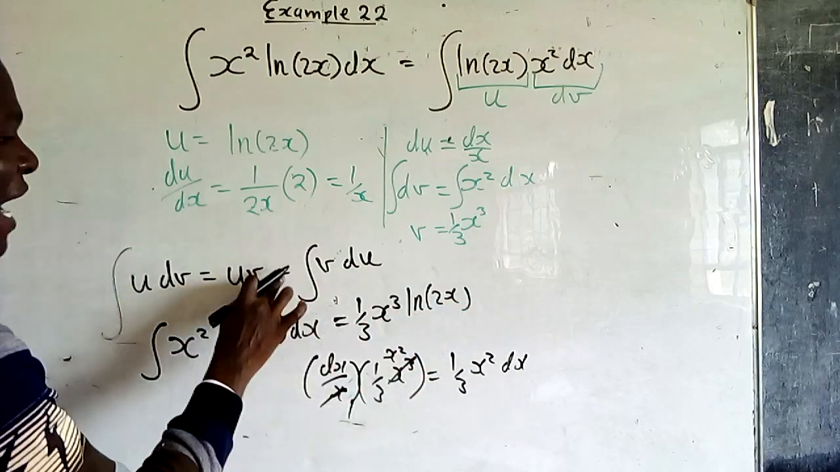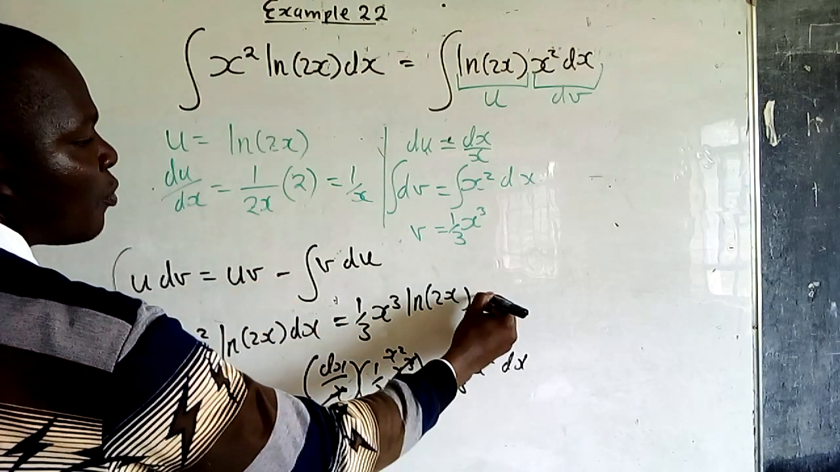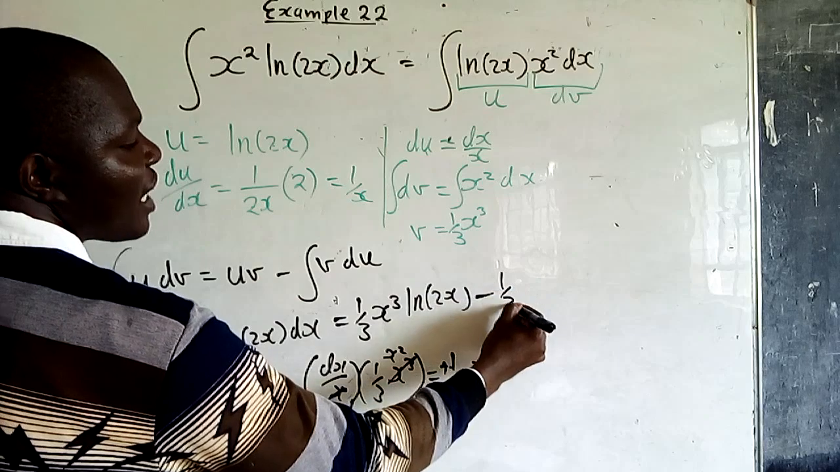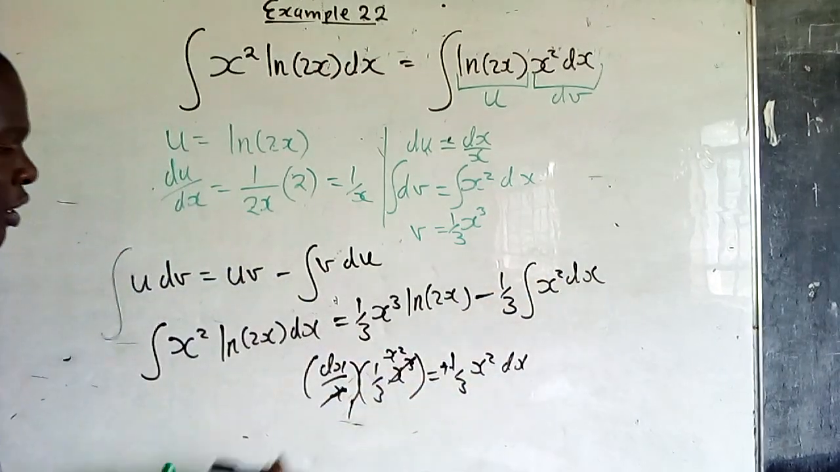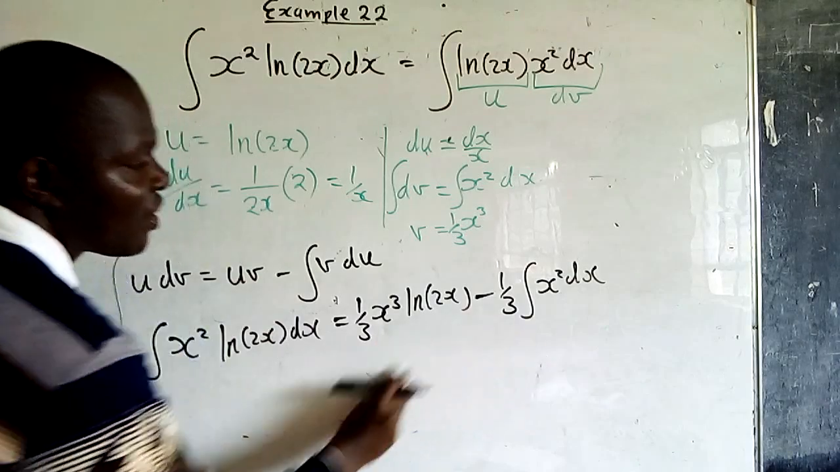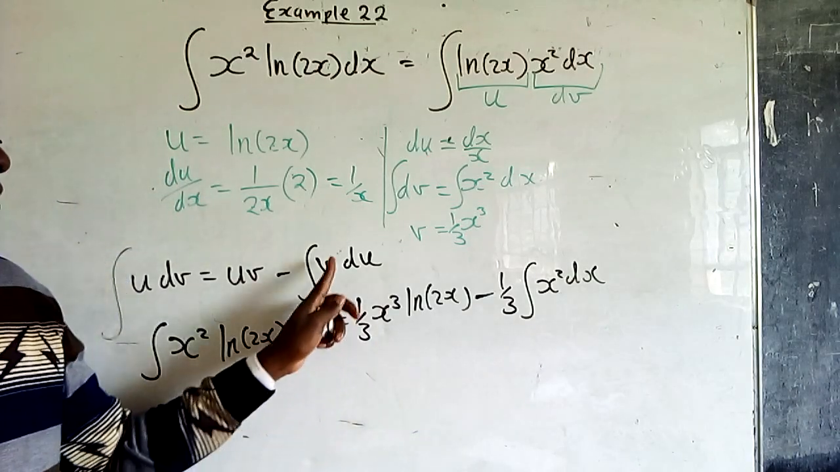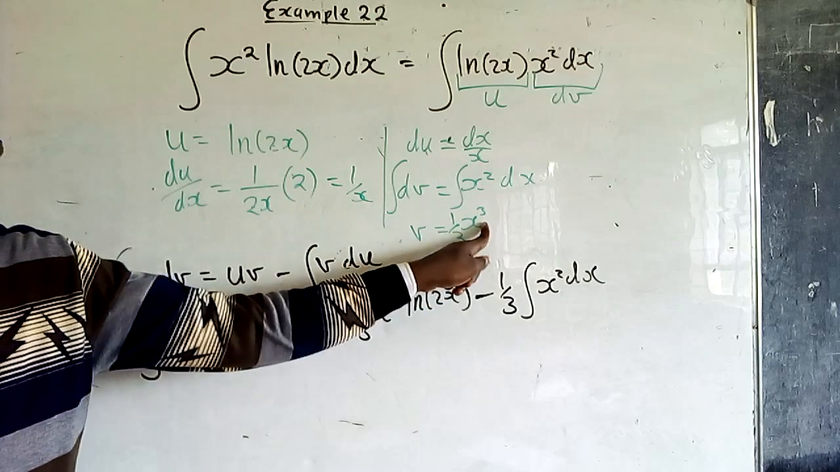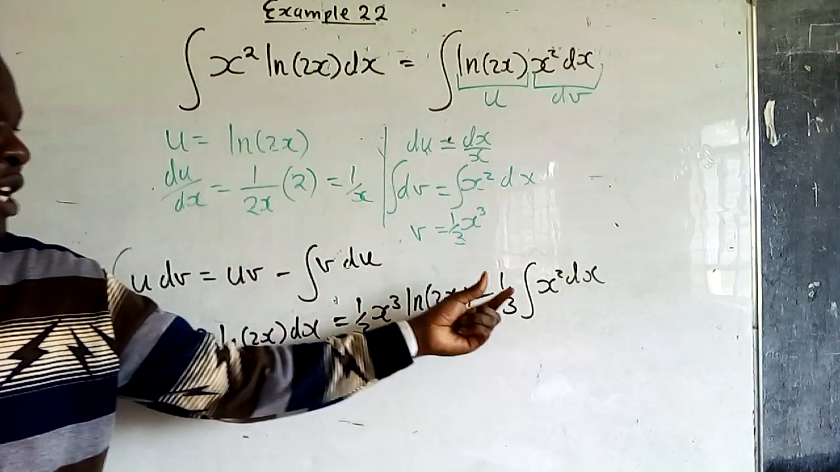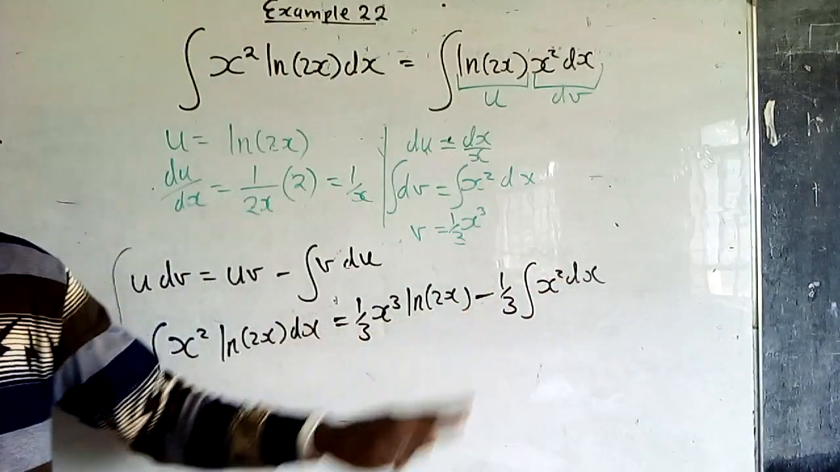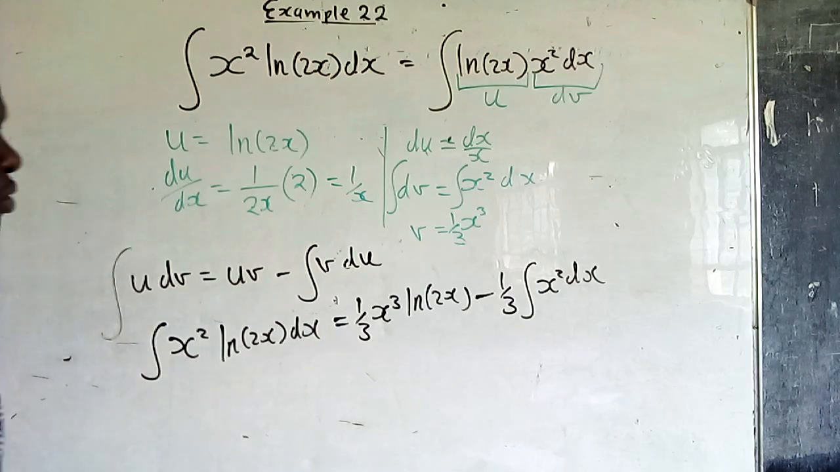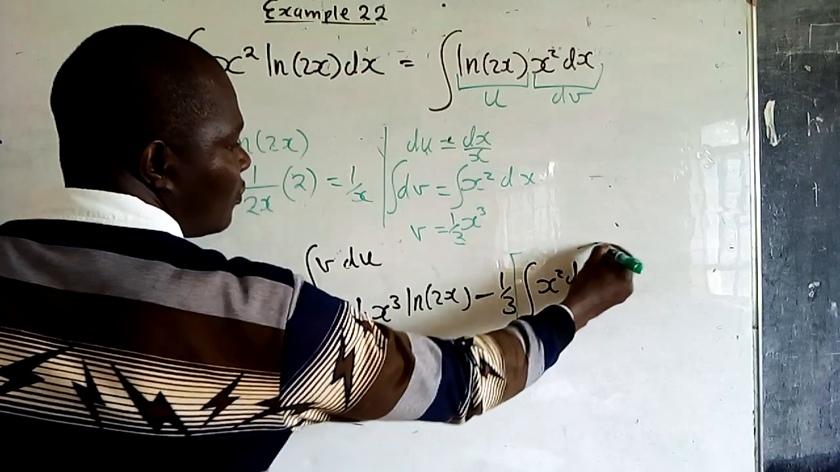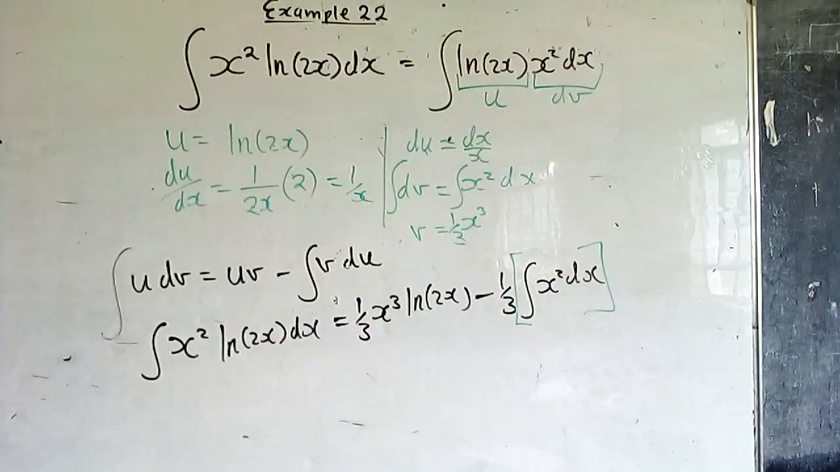So here we have minus into plus, which is going to be minus. Then you put a third outside, then we have x squared dx. Are we together there? So that is v du: v is a third x cubed, du is dx over x. If you multiply, you get a third x squared. Negative. Then you bracket what you want to integrate. What do we want to integrate? The integral of x squared dx.